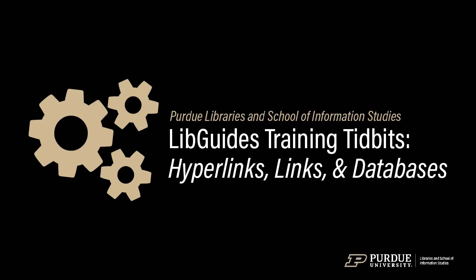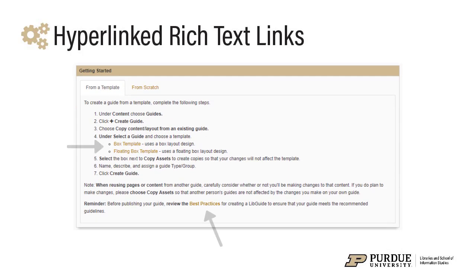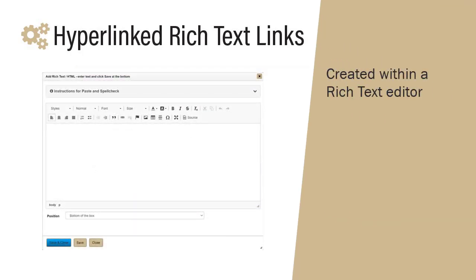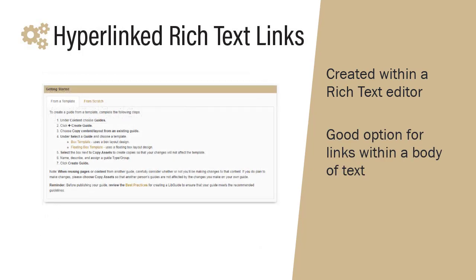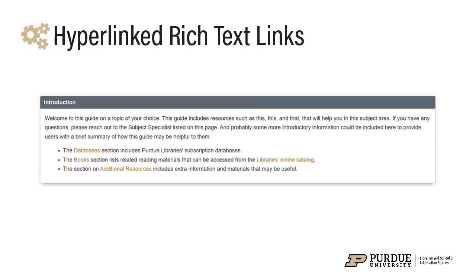In this session, we're going to discuss 3 different types of links you'll work with in LibGuides. The first type is hyperlinked rich text links. These links are created within a rich text editor and can be a good choice when referencing another website or resource within a body of text. For example, you might use a hyperlinked rich text link to refer to specific pages on your guide or provide quick access to a web page.